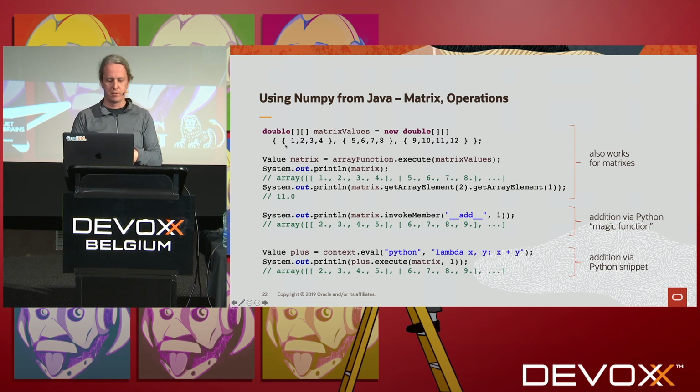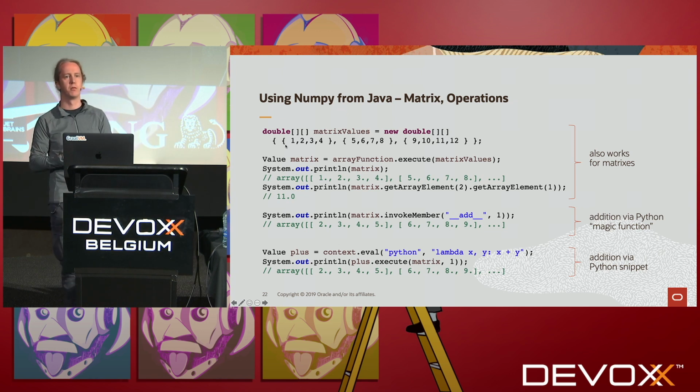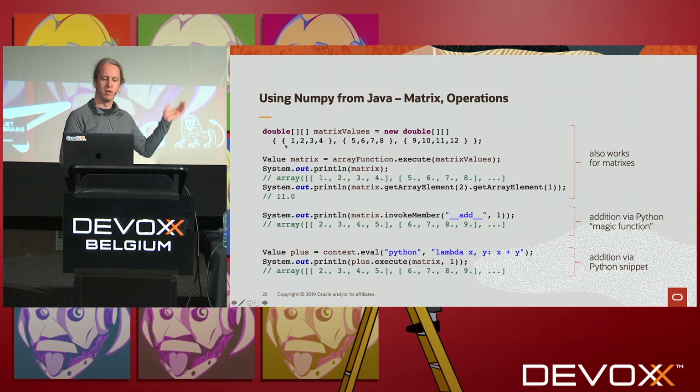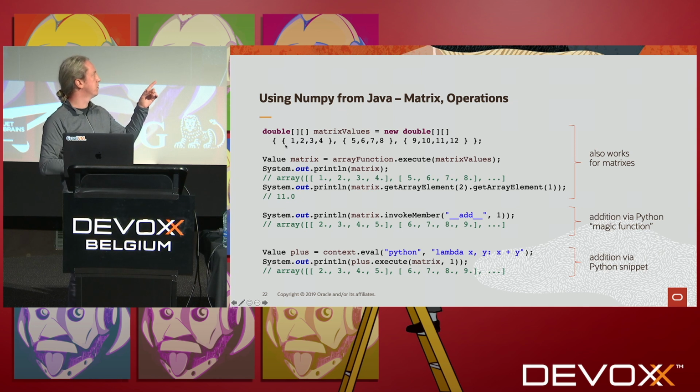This also works for multidimensional arrays. I'm doing a two-dimensional matrix here using the same constructor function because NumPy arrays are n-dimensional. So again, the same thing. When I'm going to access it, I'm going to select the row first and then the column.